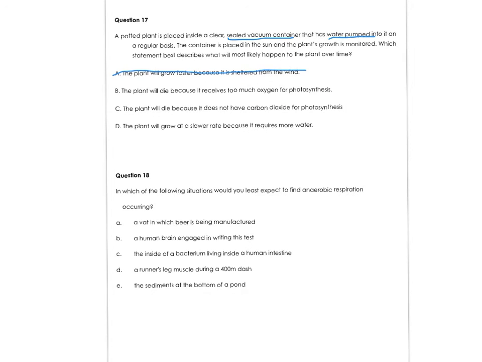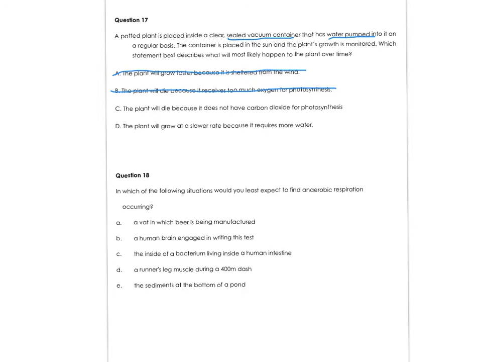The plant will die because it receives too much oxygen for photosynthesis. Okay, again, oxygen is produced by photosynthesis. It's not necessary for photosynthesis. Photorespiration would be an issue, and we've talked about that. But this is in a vacuum. It's not receiving any gases, so it doesn't receive any gases, including oxygen.